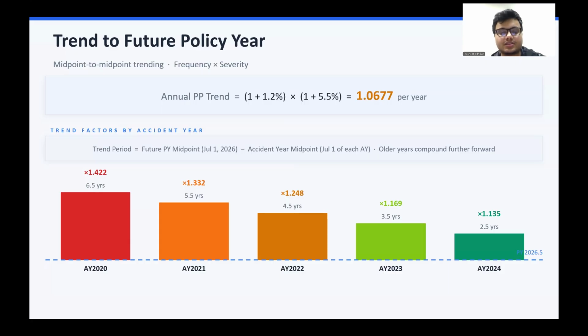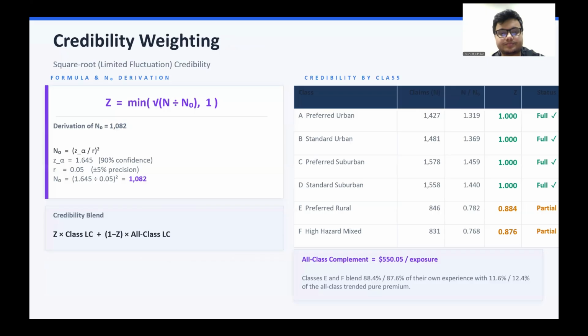Accident year 2020 needs 6.5 years of trending, giving a factor of 1.422. So we are multiplying accident year 2020's ultimate losses by about 1.42, and accident year 2024 only needs 2.5 years at 1.135. These trended ultimates are then divided by exposures to produce the trended pure premium for each class.